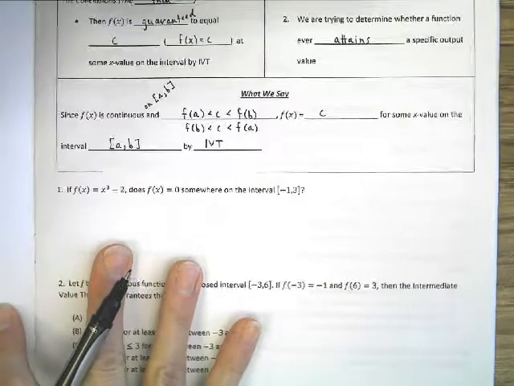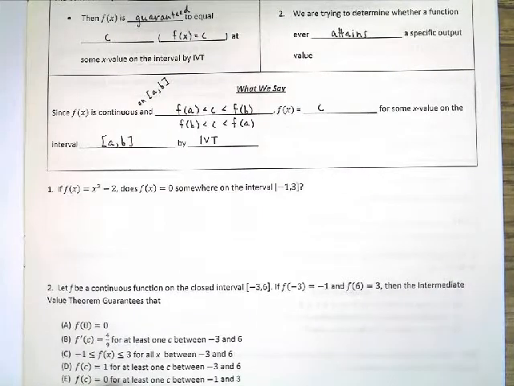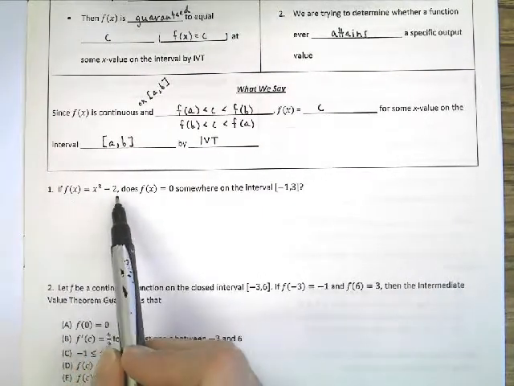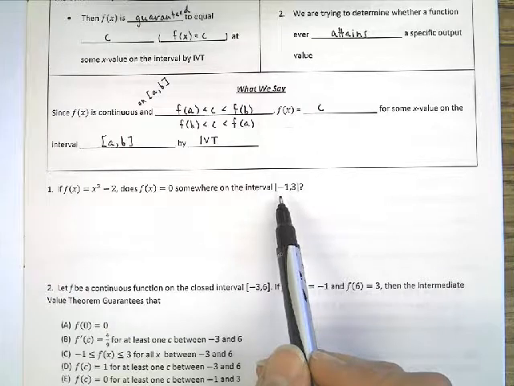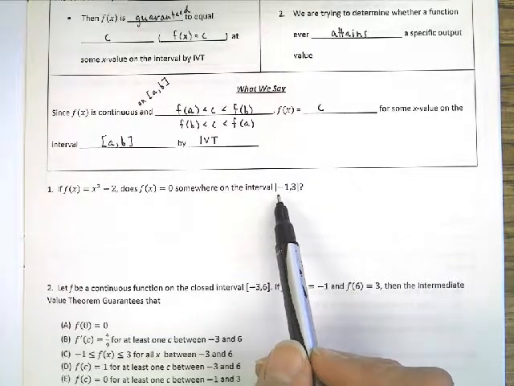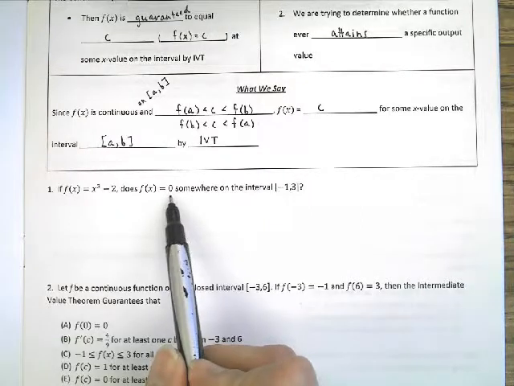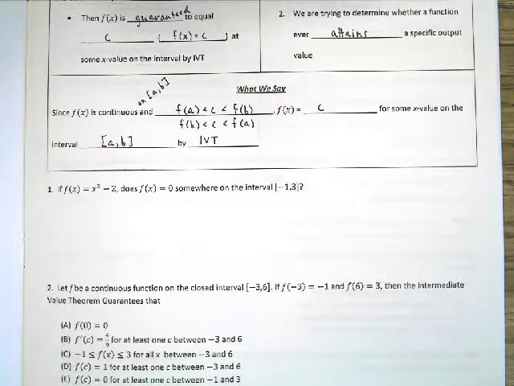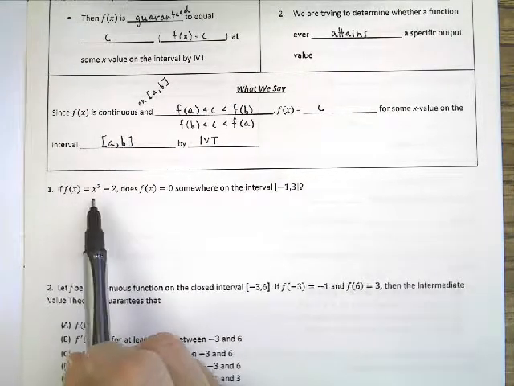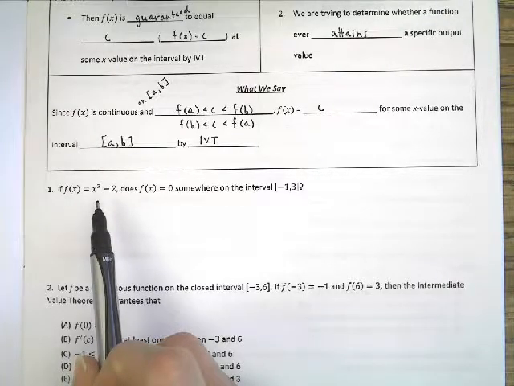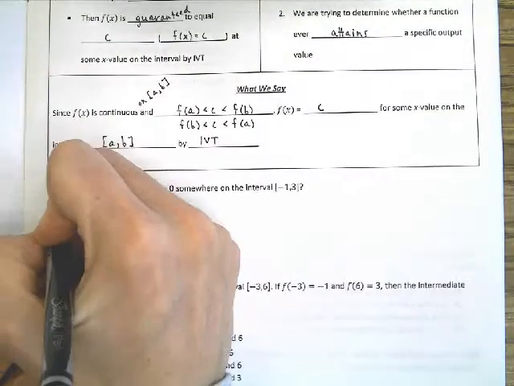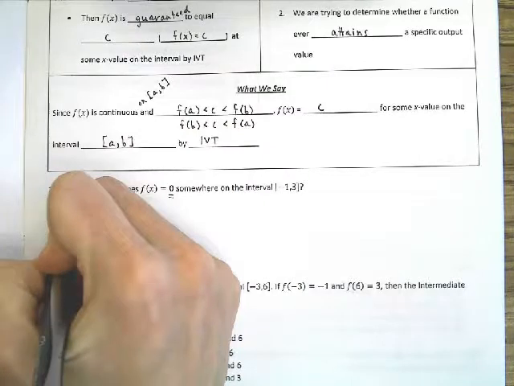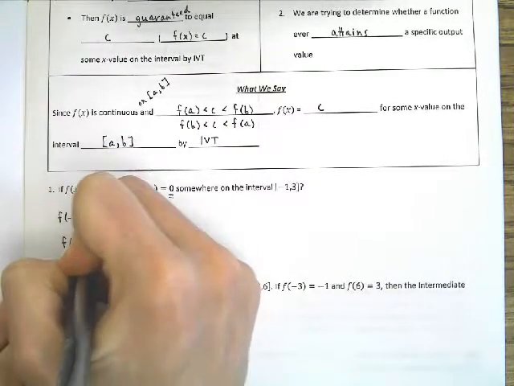Number one, and this is a basic example that we covered before. So now the question is, if my function f of x equals x cubed minus 2, does f of x equal 0 somewhere on the interval from -1 to 3? So again, we're being asked to determine if the function attains this value over an interval. So that's our IVT. So I know the first thing that I have to check is whether or not this function is continuous, which we know it is. The next thing I have to check is if this value 0 falls in between f of -1 and f of 3. So I'm going to do that now.